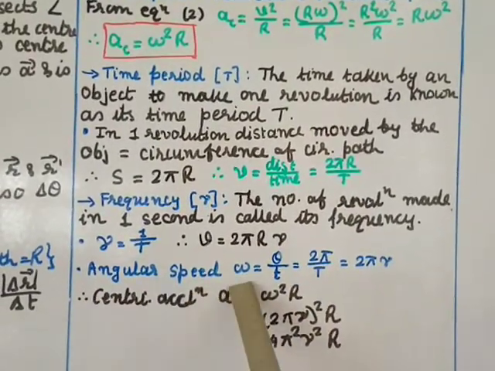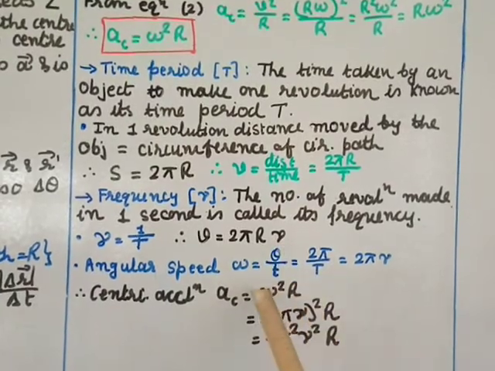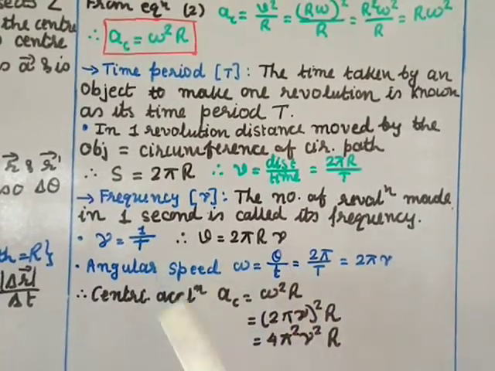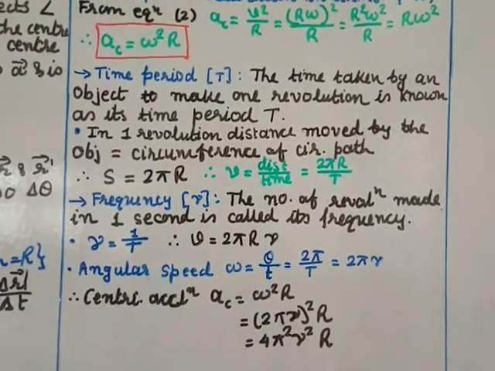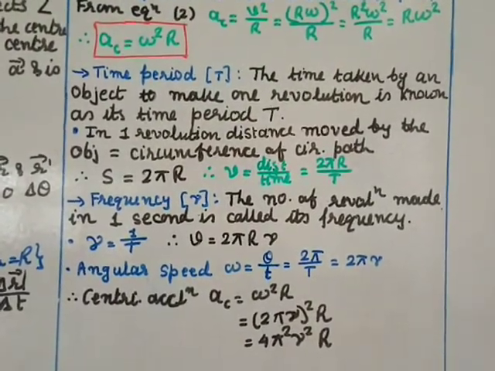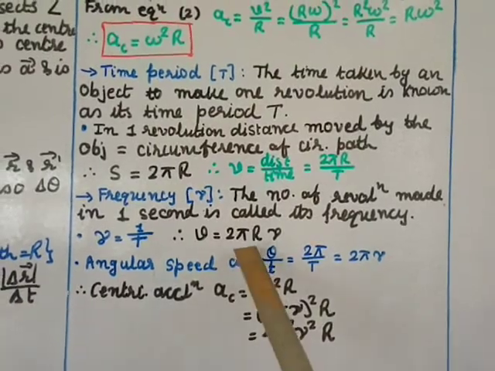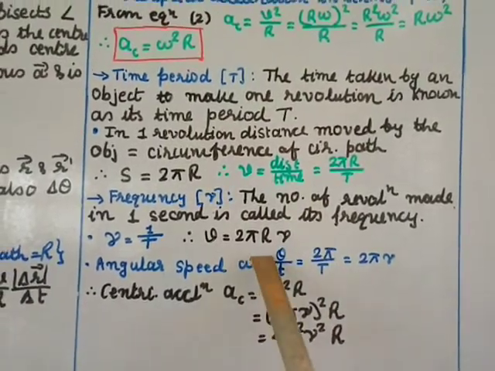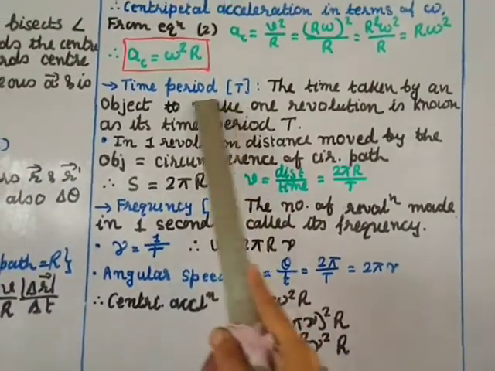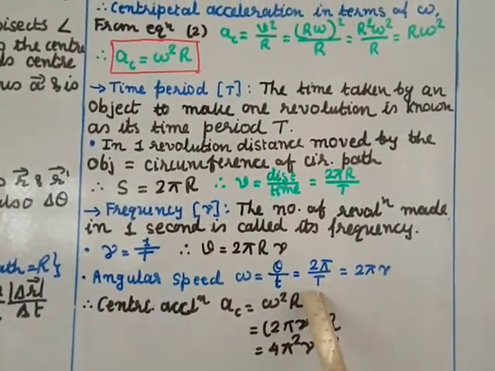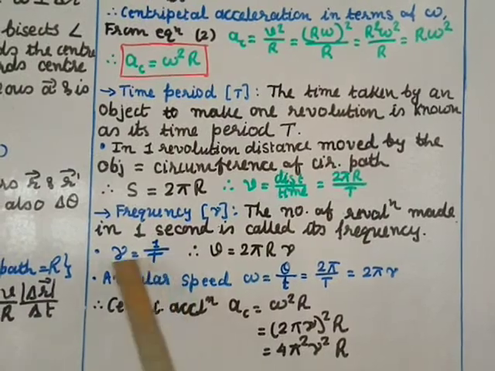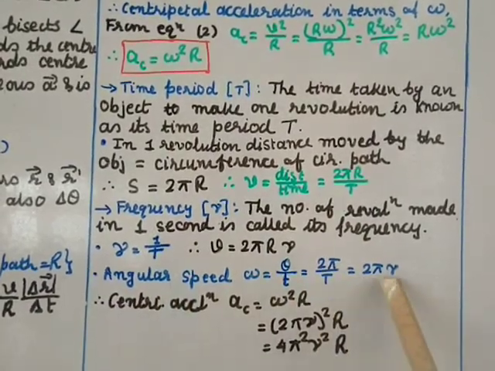Now angular speed omega equal to angular displacement divided by time. In one revolution it will cover 2 pi radian, or 360 degrees. So in one revolution the angle will be 2 pi and the time period will be equal to capital T. So 2 pi by T, and 1 by T can be written as mu, so omega equals 2 pi into mu.